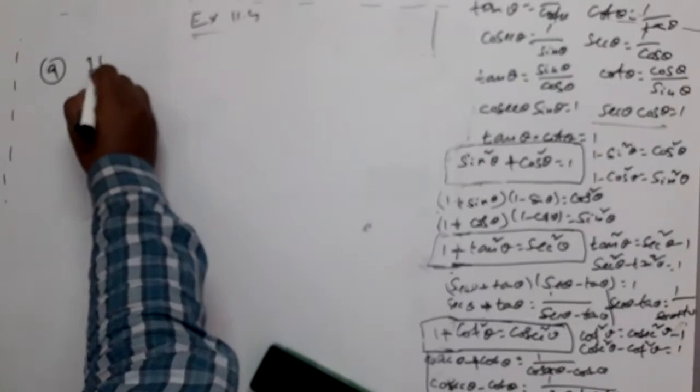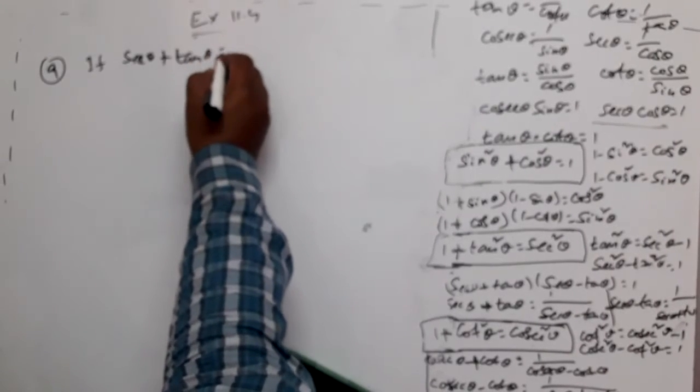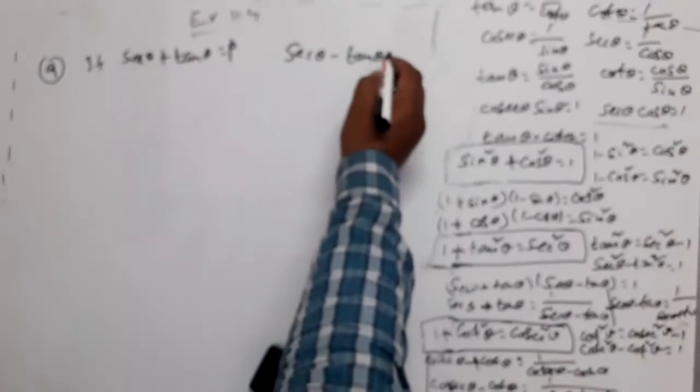Let us see the next question, number 9. If secant theta plus tan theta is equal to P, then what is the value of secant theta minus tan theta? That is the question.